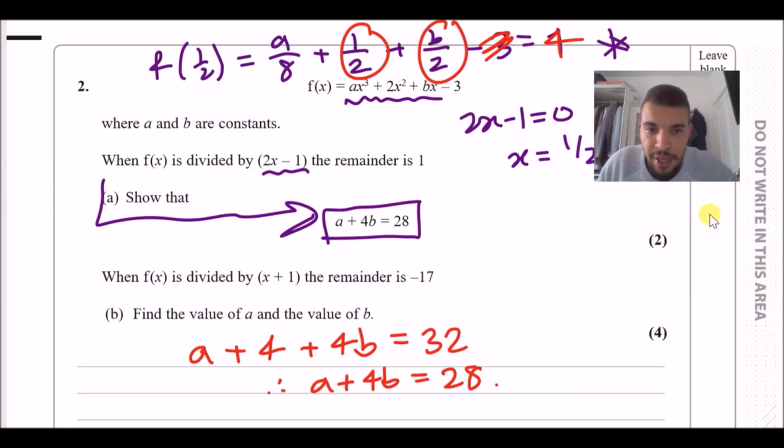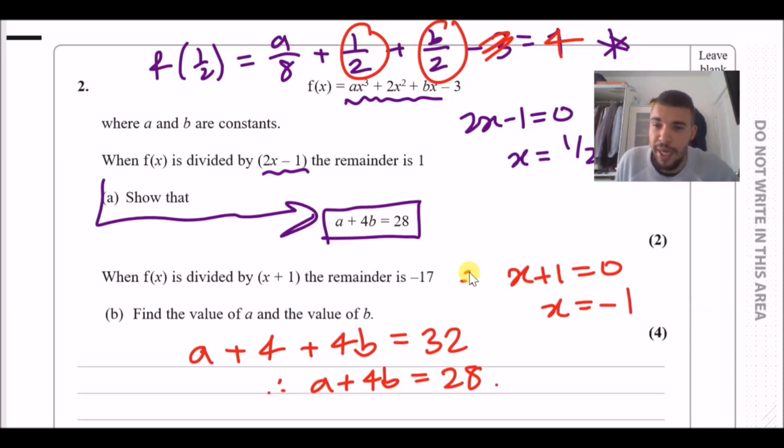Yep, sounds right. Now next one, when the function is divided by x plus 1, the remainder is minus 17. So same thing applies. When you set x plus 1 to 0, you're going to plug in the value of x equals minus 1 into the original function, and the remainder should equal minus 17. Find the value of a and b. Okay, so we're going to do the same thing to obtain another equation. Let's do it right now.